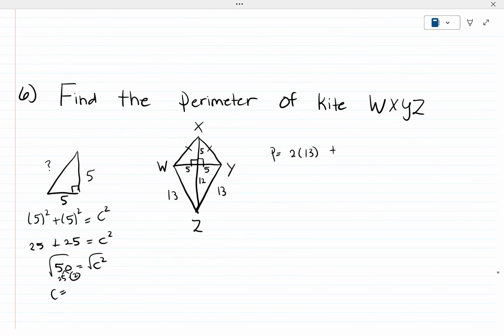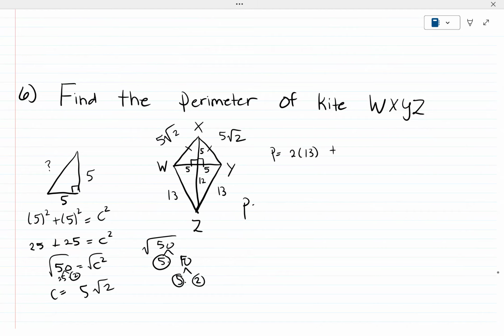Wait, what's the square root of 50 simplified? Two numbers multiplied to get 50 would be like 5 and 10. 5 is prime, 10 can be broken down into 2 and 5. So you have a simple pair of 5s, so it's going to be 5 radical 2. So this length here is 5 radical 2, and this length here is 5 radical 2.